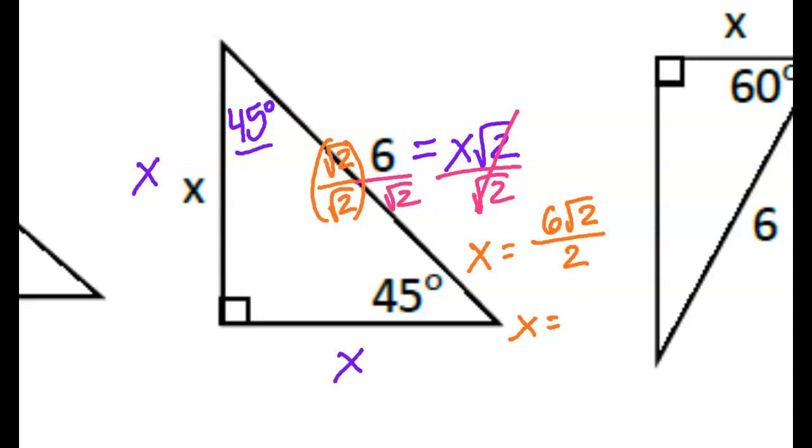Right. You know that 6 and 2 can be simplified. 6 divided by 2 is just 3. So here, my x is actually 3 square root 2. And the side that they wanted was the side across from the 45, which we now know is just x, which is 3 square root 2. And I'm done.